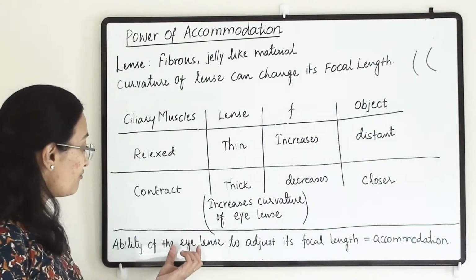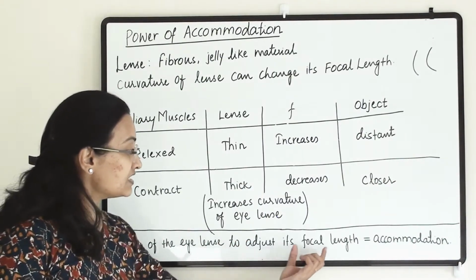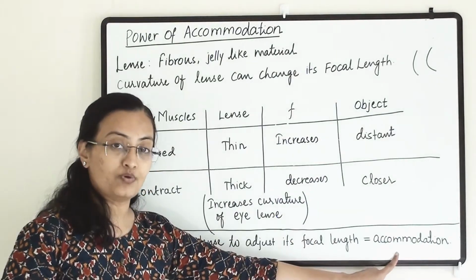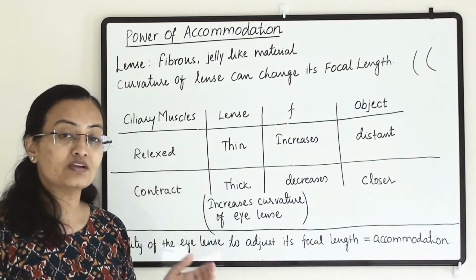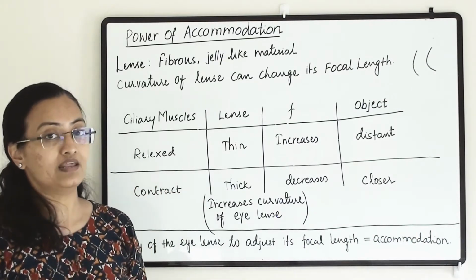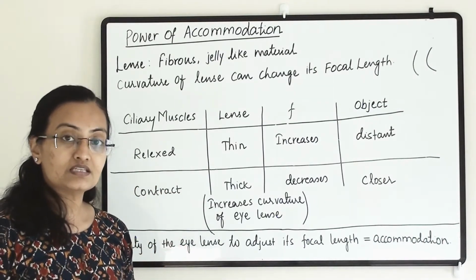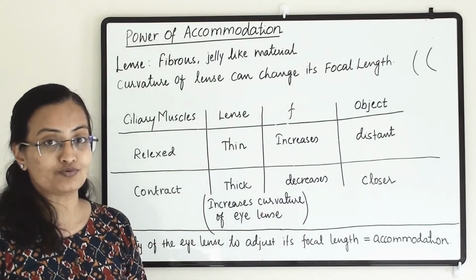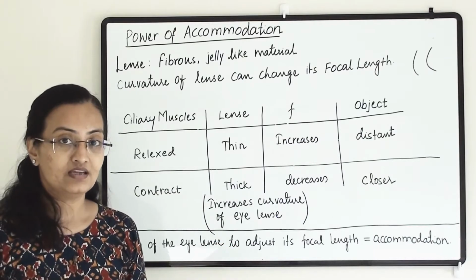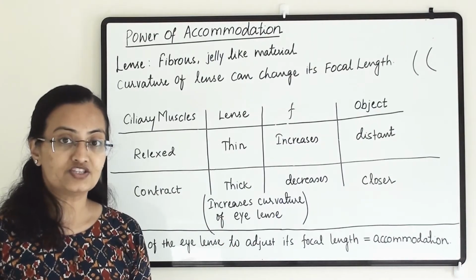Now the ability of the eye lens to adjust its focal length is known as accommodation. Now this ciliary muscle, in turn, what is it doing? It is adjusting the focal length. And why are we adjusting the focal length? Because for the far object and for the near object, the focal length will vary. That we have already learned in the 10th chapter.